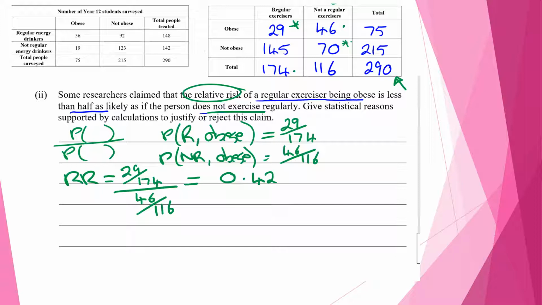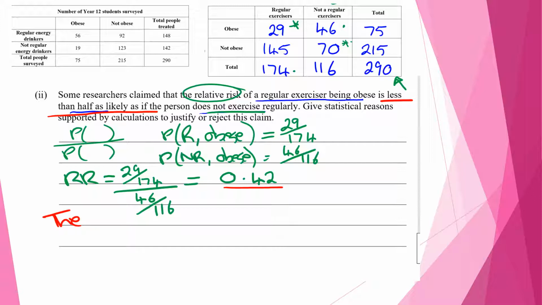Now, if we go back to the question, it's asking whether the regular exerciser is less than half as likely to be obese as the person who does not regularly exercise. So 0.42 tells us that the relative risk of the regular exerciser being obese is 0.42 times as likely as for a non-regular exerciser being obese. So the claim is actually correct. So we need to make that statement.